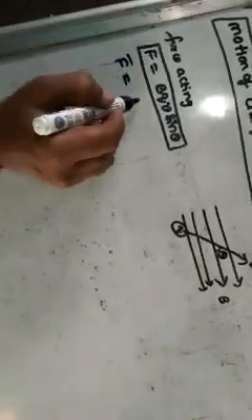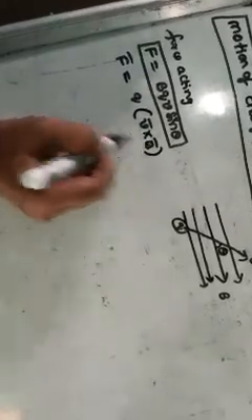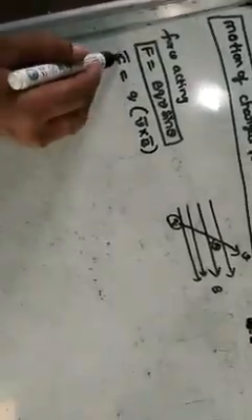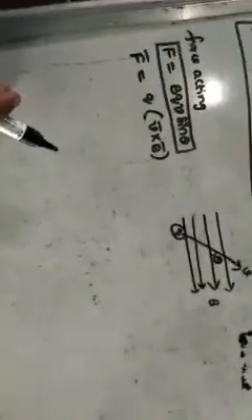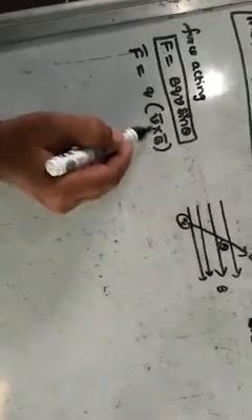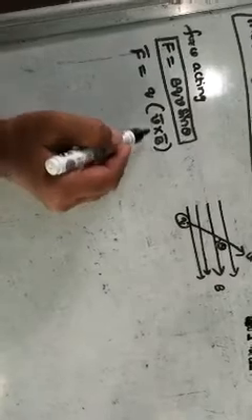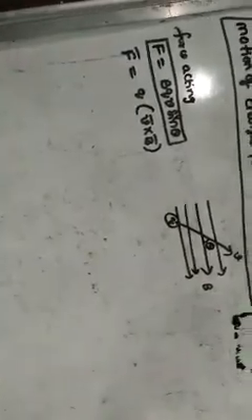In vector form, F bar is equal to Q of V bar cross B bar. This is the formula. So you can understand, V bar cross B bar, here a cross product is there. Try to recollect your 11th class knowledge: cross product, how to find the cross product.